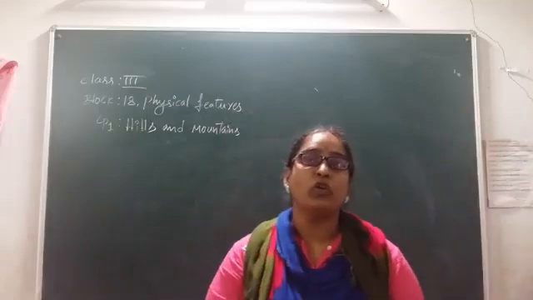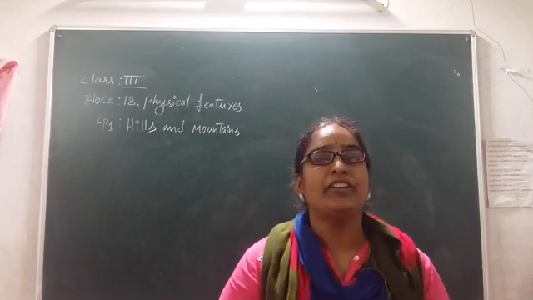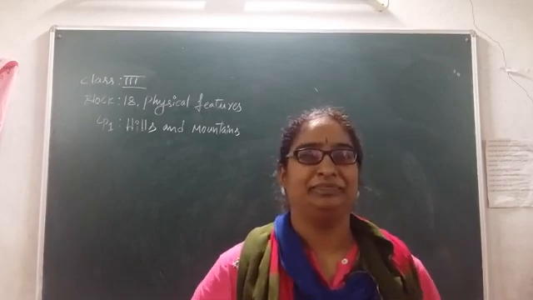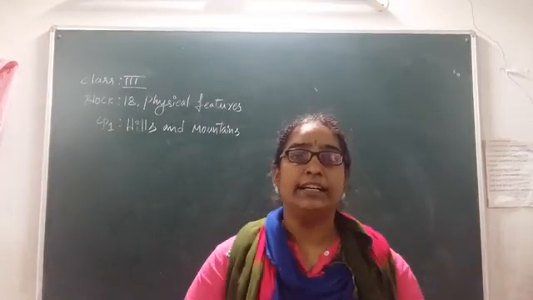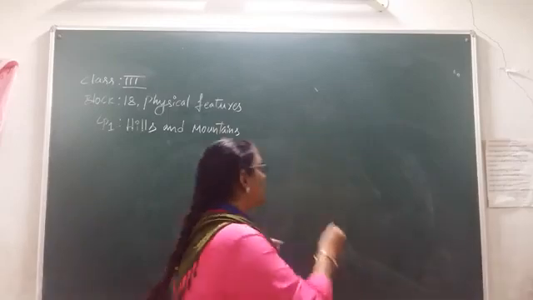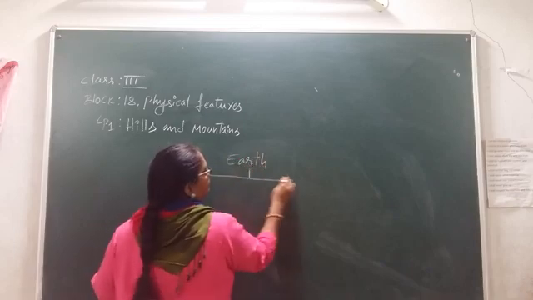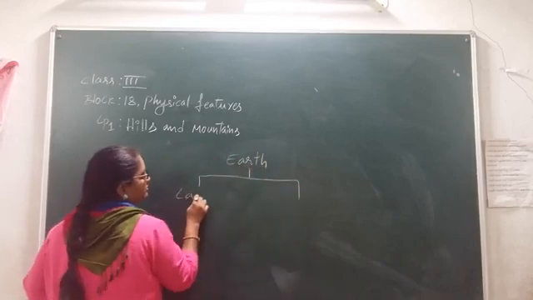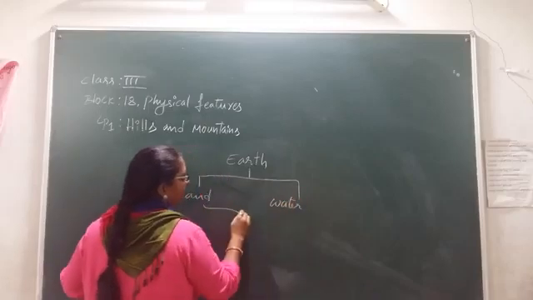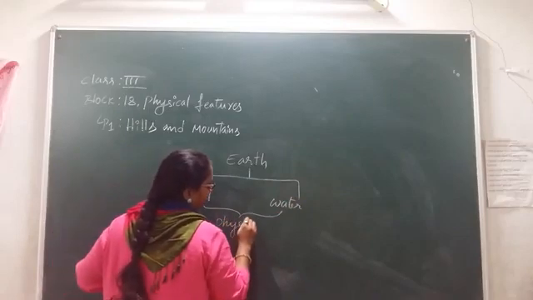Today we are going to talk about different kinds of physical features of our earth. Today's lesson is block 18, physical features of earth. What are these physical features? Earth consists of two parts. One is land and another one is water. This land and water both make the physical features of the earth.